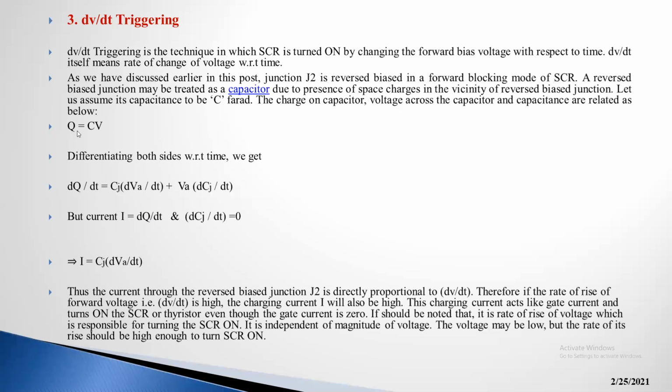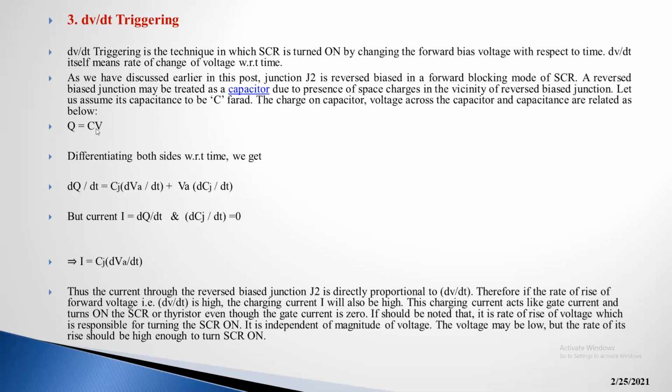Here q is nothing but C into V, where C is the junction capacitance Cj and V is the voltage across the anode and cathode, that is Va. By differentiating this equation with respect to time, we get dq by dt is equal to d by dt of Cj into Va, where Cj is the junction capacitance and Va is the anode voltage across the SCR.